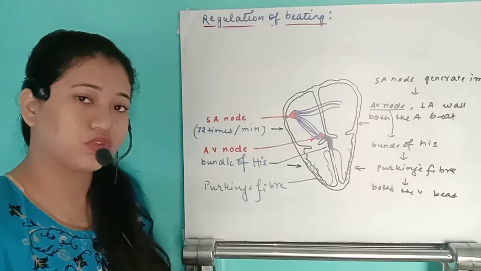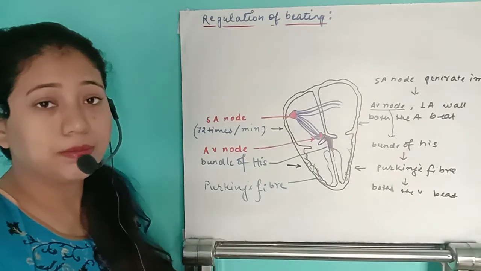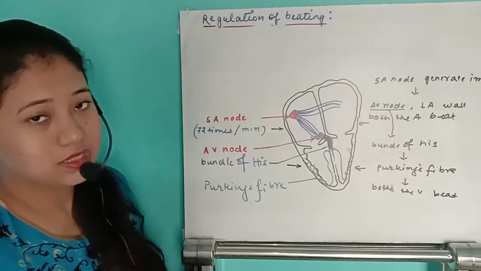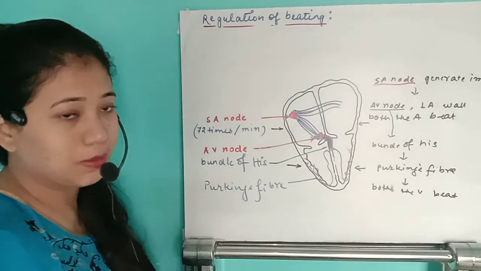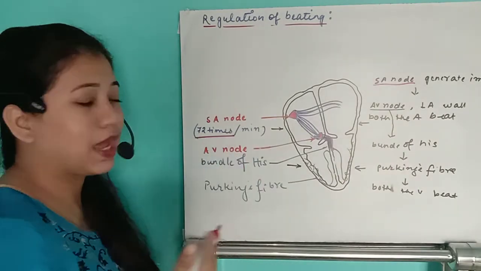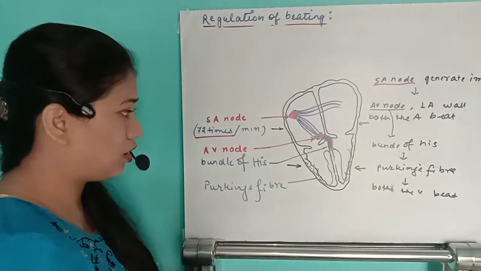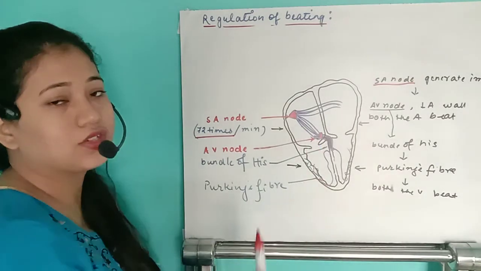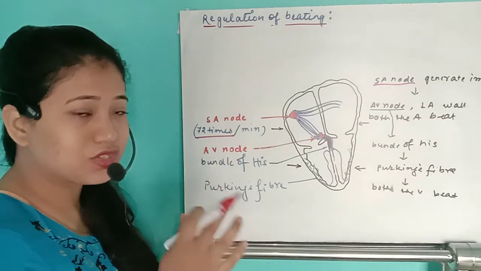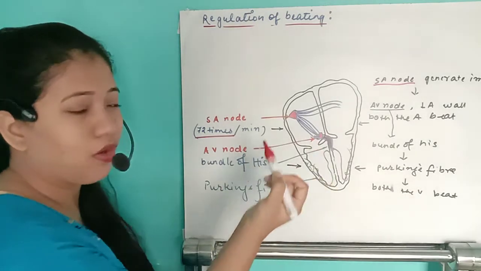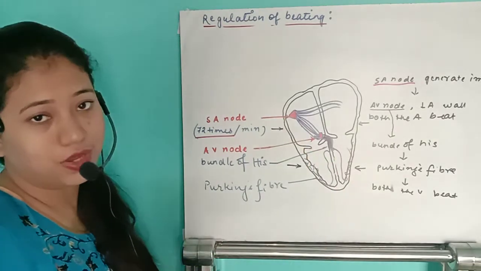Remember that this is important, how this generates the impulse and how the heart will beat. See here, this SA node is producing the impulse, and it generates the impulse 72 times in a minute, and along with that the AV node is acting as a carrier, so that it can transmit the message of the impulse from the SA node in the auricle to the ventricles.